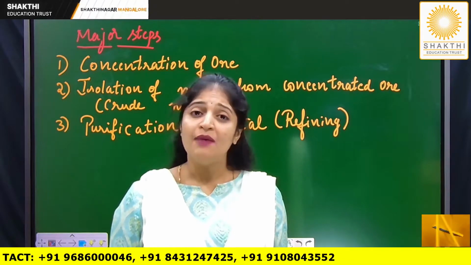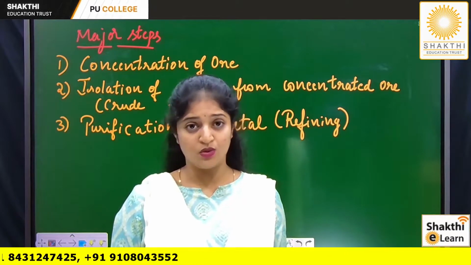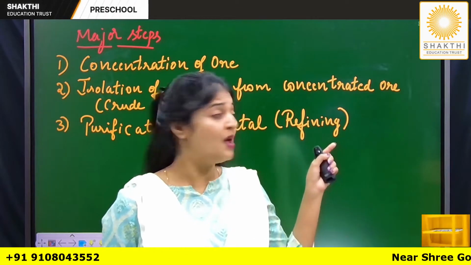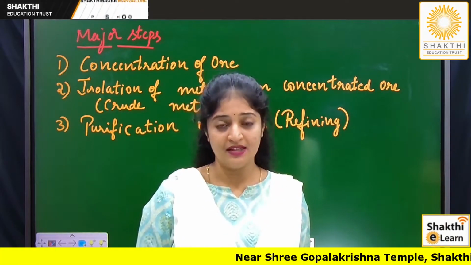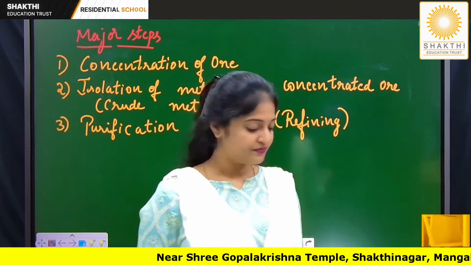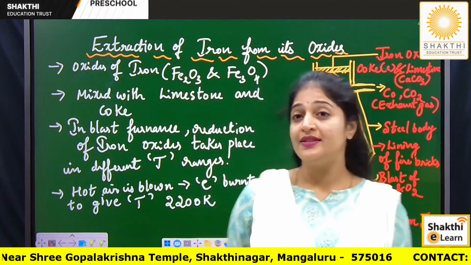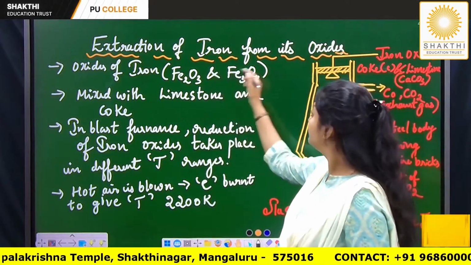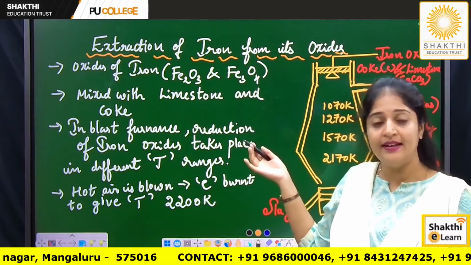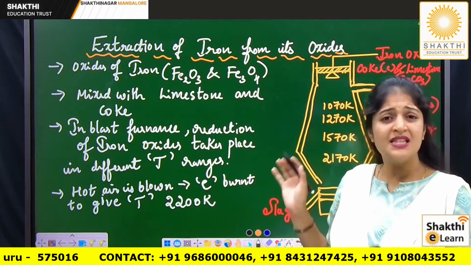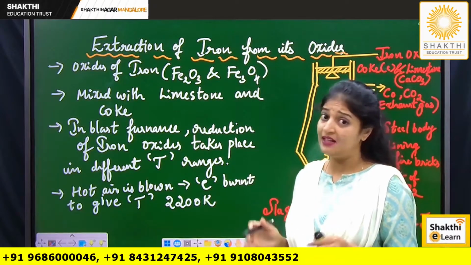So now I'm going to discuss one of the extraction processes that is very important. That step is the second step, in which the extraction of the metal takes place. One example I have taken, so we will discuss it. Specifically, I'm going to discuss extraction of iron from its oxide. So how can the extraction of iron from its oxide be carried out? Specifically, it has to take place in a blast furnace.